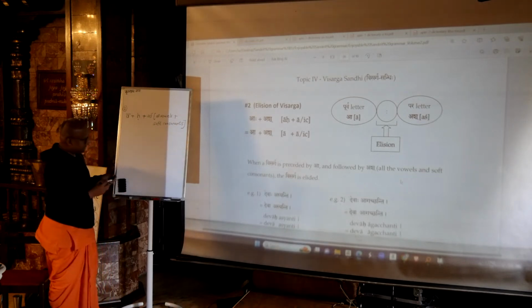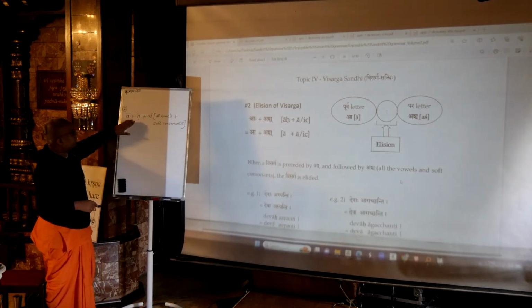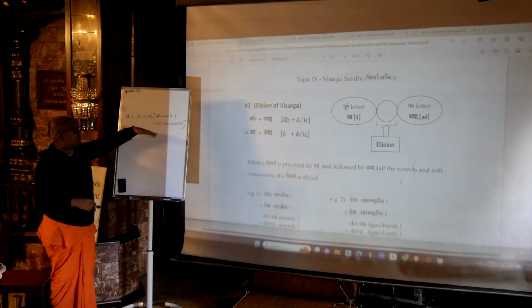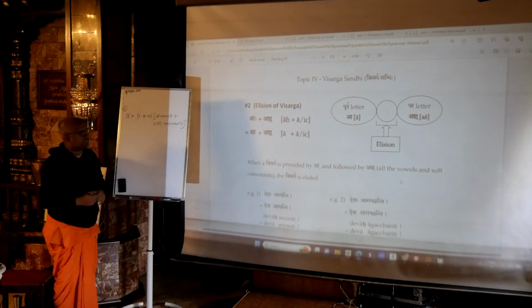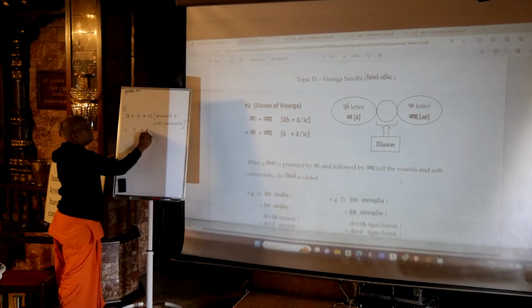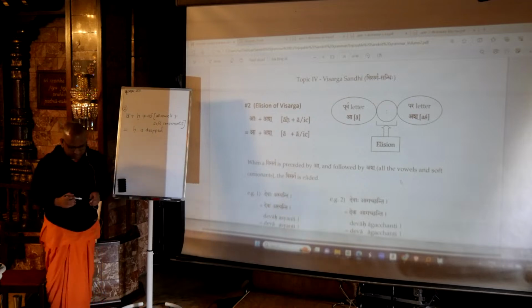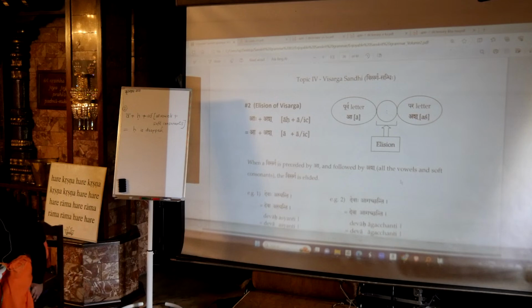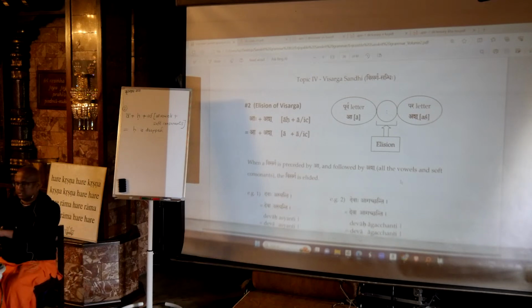That's it. So, if you have before visarga akara and after visarga any vowel or soft consonant, what happens? The visarga is dropped. It is dropped. Elided. It is gone. Okay. So, this is it.